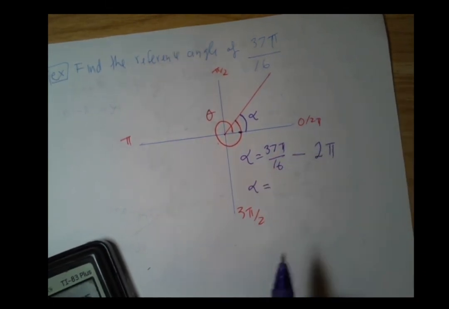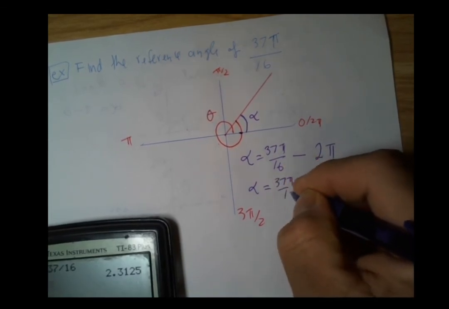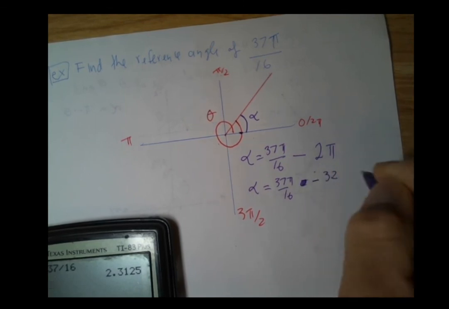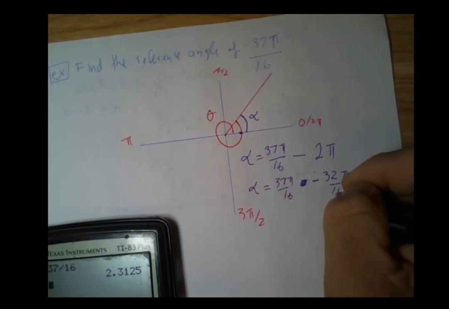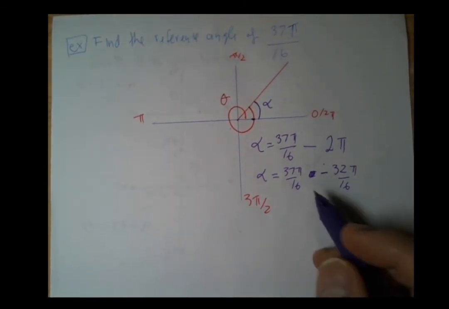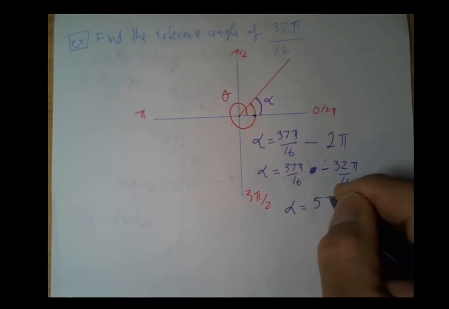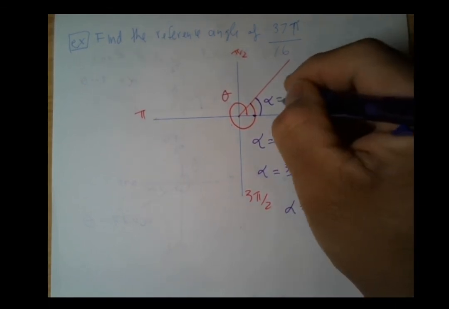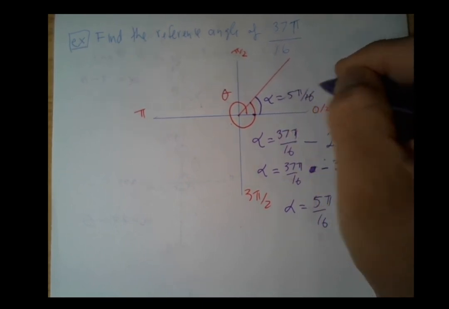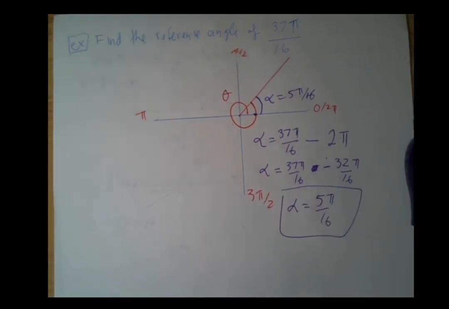All right, so here, getting our common denominator, which is 16. Oops, excuse me. 32 pi over 16. All right, so we have 37 pi minus 32 pi, and we get alpha equals 5 pi over 16. And that would be my reference angle. All right, thank you.